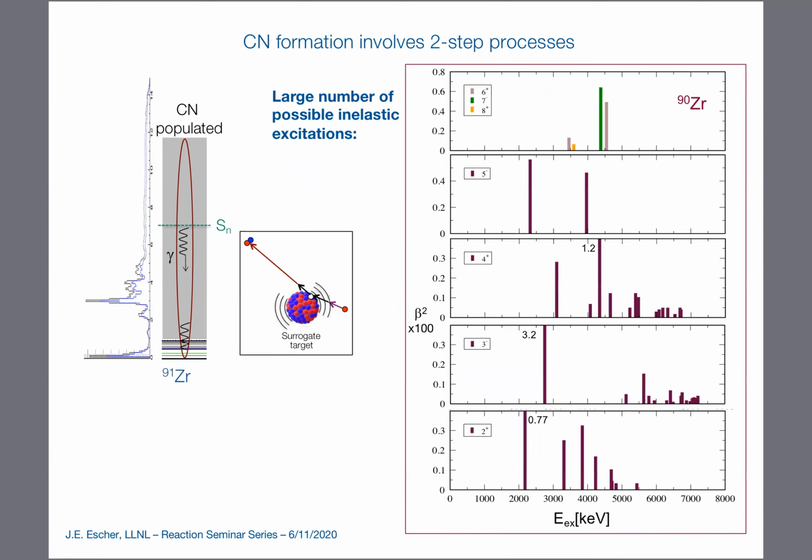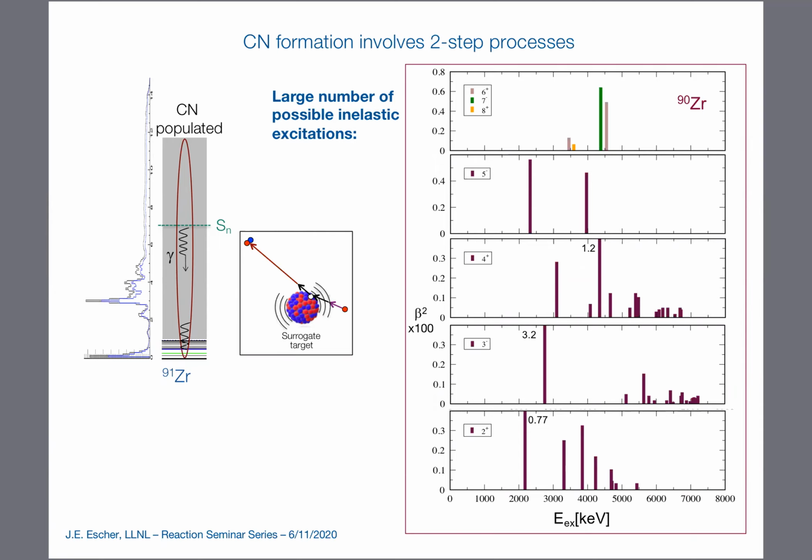So fortunately, there's a lot of data in the zirconium region. So I could look at the experimental data and basically adjust the coupling strength for the inelastic scattering calculation. Unfortunately, it turned out I needed to take into account a lot of states.